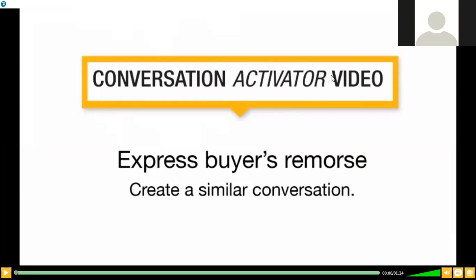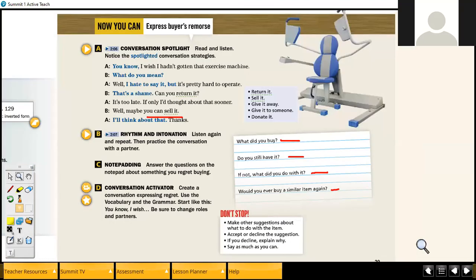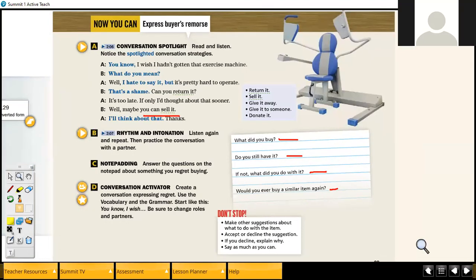So basically what we are going to practice is the conversation about regretting something. And obviously it has to be about something that you bought. Okay, so we're going to use the information you wrote, and we're going to practice the conversation. Do you want me to begin or do you begin?